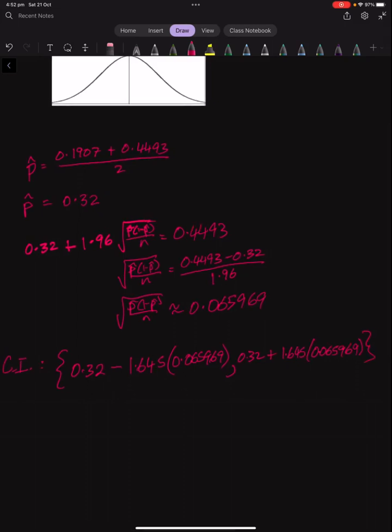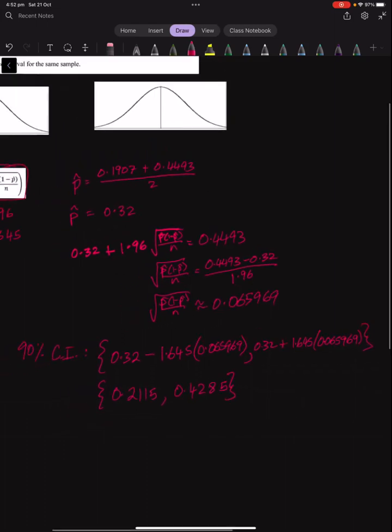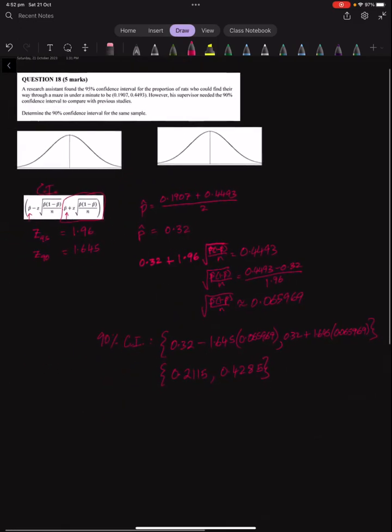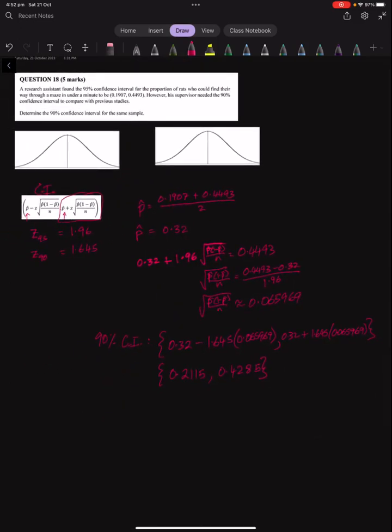And if we simplify that, I make it 0.2115 and 0.4285. And that's our 90% confidence interval. Hopefully that made sense and you can follow along with that one.